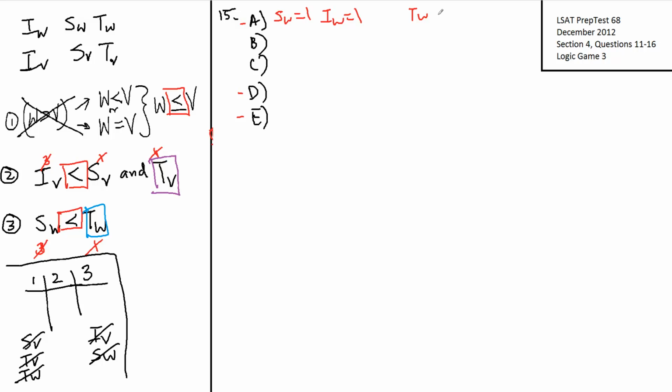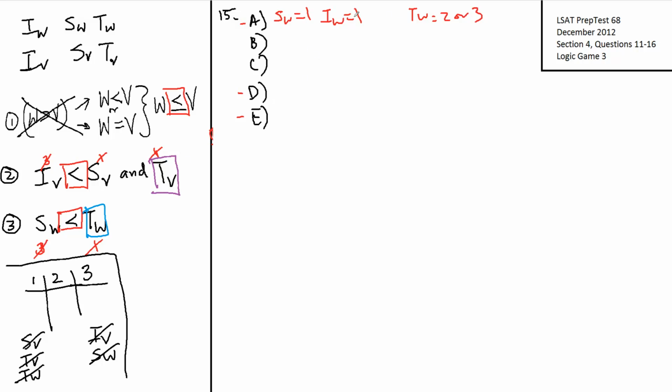And the thing about that is that because the website targets are less than or equal to the voicemail targets, we can say the voicemail targets are whatever they want. They can be anywhere from 1 to 3 as far as S and I are concerned. They can be either 2 or 3 as far as T is concerned. And so the only other rule that we have to look at here is IV is less than SV and TV.